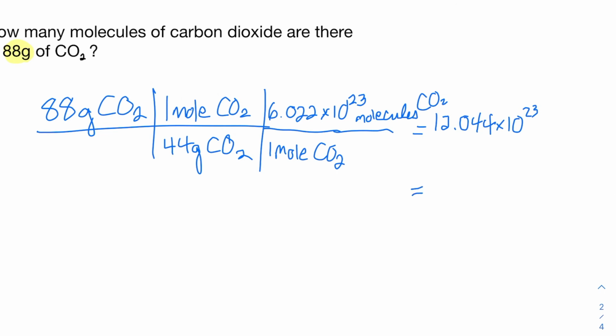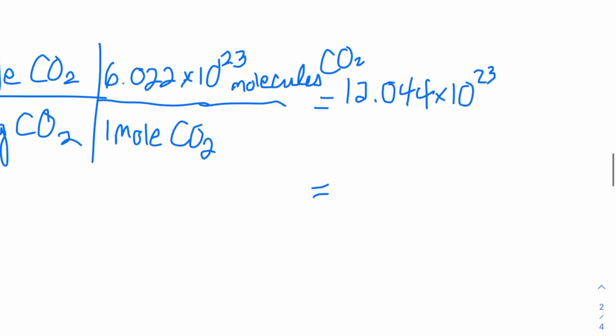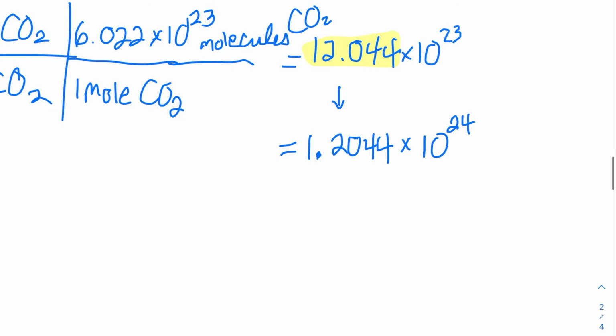And then to convert this into proper scientific notation, since we have a number greater than 10 in front, this number in front in scientific notation is called a mantissa. If that's greater than 10, that means we have to move the decimal one place to the left. If you make this number smaller, then you're going to make your exponent larger. So moved one space, which means I add 1 to the exponent, and I end up with 1.2044 times 10 to the 24th molecules of CO2.